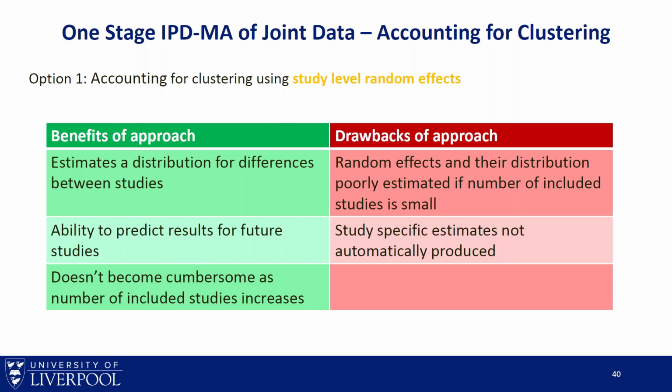Drawbacks include that to estimate a distribution for the random effects, especially because they're so important in a joint model, they're used in the association structure as well as the submodels, you need to have sufficient studies included in your meta-analysis to estimate them reliably. If the number of studies included is small, the distribution of study level random effects could be poorly estimated, which could then have a knock-on effect on estimations of other parameters. Additionally, some software might not automatically output study-specific values for the random effects, only the values for the actual distribution.